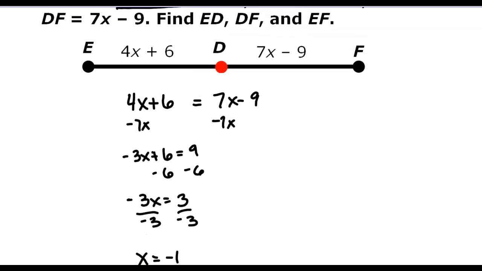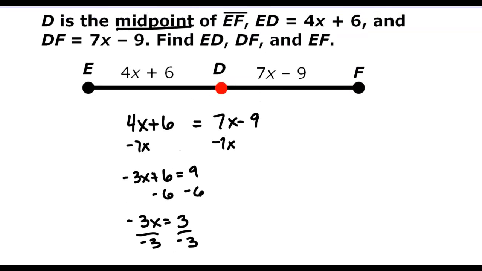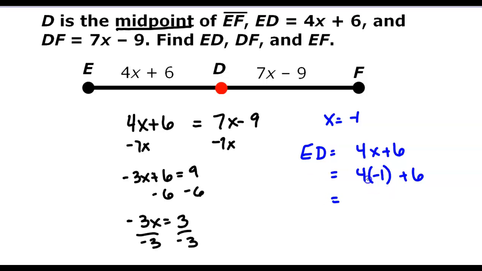But in geometry, you have to really ask yourself, what does the question want me to find? The question says find ED. So since we know that x equals negative 1, how do we find ED? ED says to take 4x plus 6, but what do we know x is? X is really negative 1, so 4 times negative 1 plus 6. We multiply 4 times negative 1, which is negative 4, plus 6. Negative 4 plus 6 is 2. So ED is really 2.